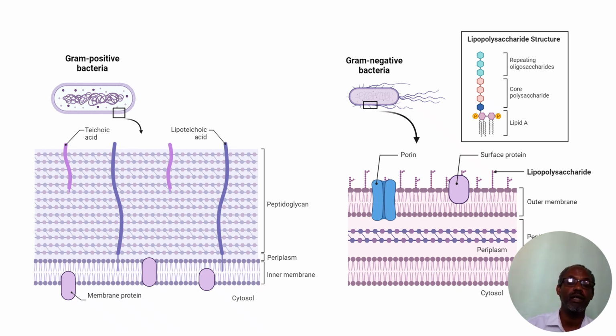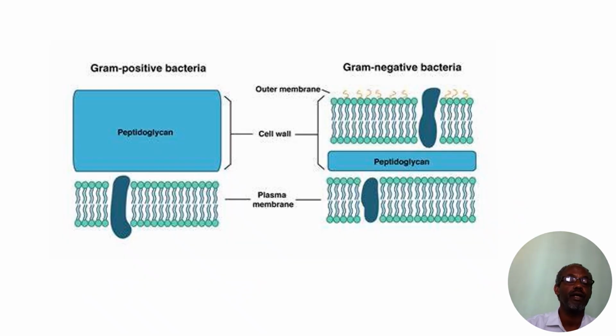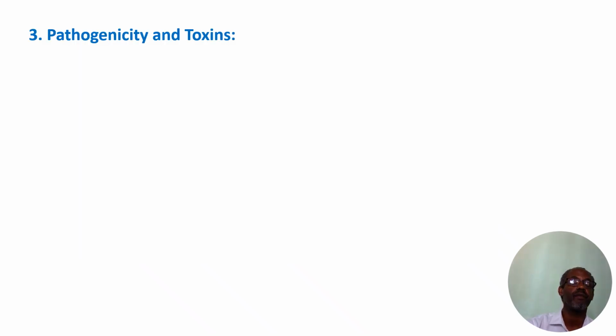For example, the biochemical difference is a very thick peptidoglycan in gram-positive bacteria, whereas gram-negative have a very thin peptidoglycan. Gram-negative bacteria have an additional phospholipid bilayer outside of the peptidoglycan, whereas gram-positive have no additional phospholipid. Let's go on comparing using another criterion. You can see this is another depiction of the cell wall of gram-positive and gram-negative bacteria. Next, let's compare pathogenicity and toxins.